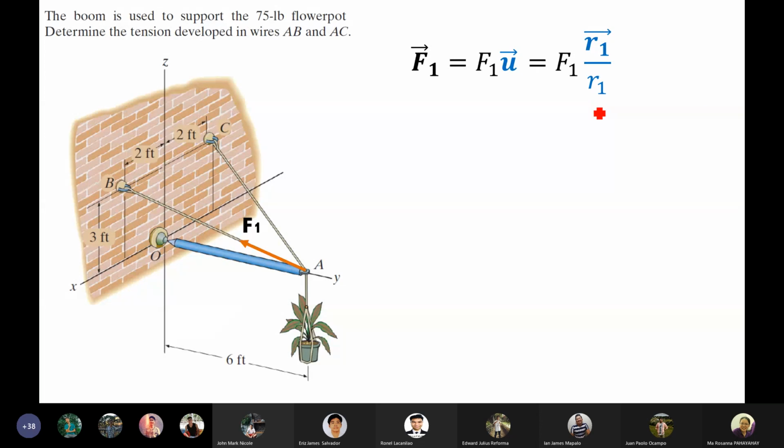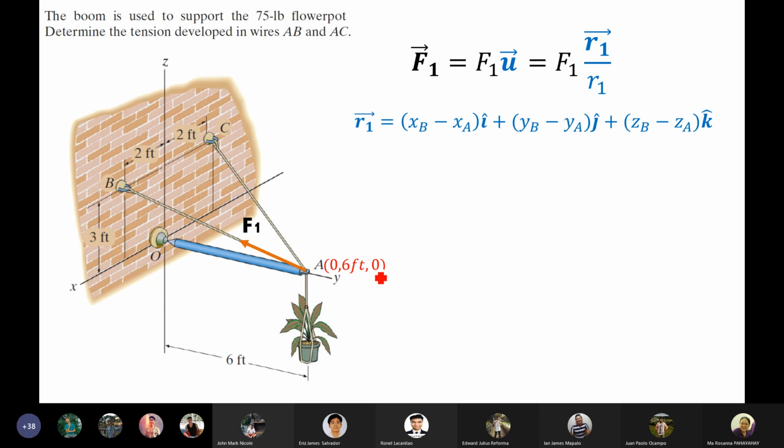Pagkuha ng R1 is, so, this is how to get R1. So, since this is point A and this is point B, kailangan natin kunin yung position of point A and point B. So, ang point A is 0. Hopefully, na-review nyo na to. Position niya along X is 0. Position niya along Y is 6. And ang position niya along Z is 0.